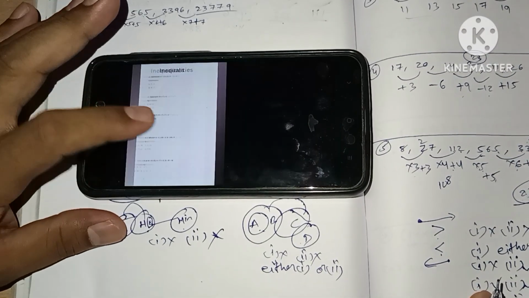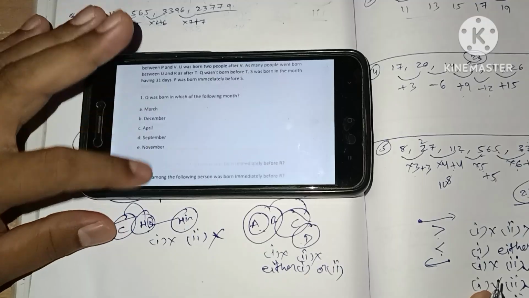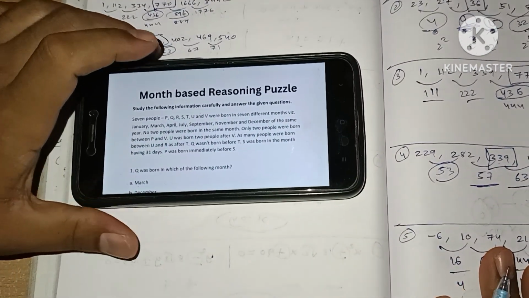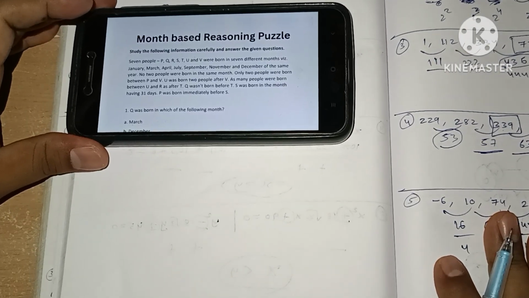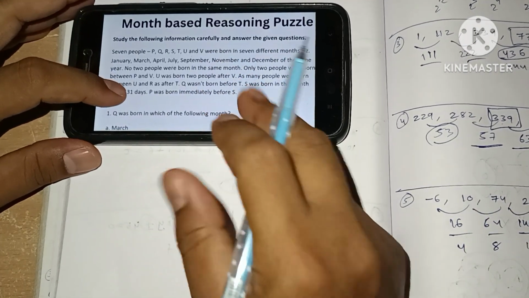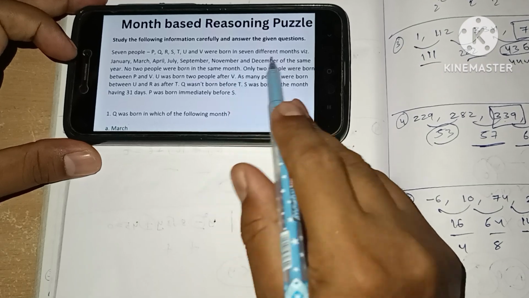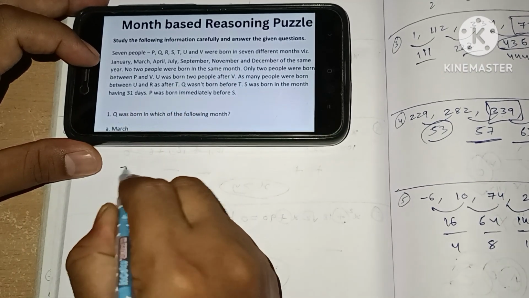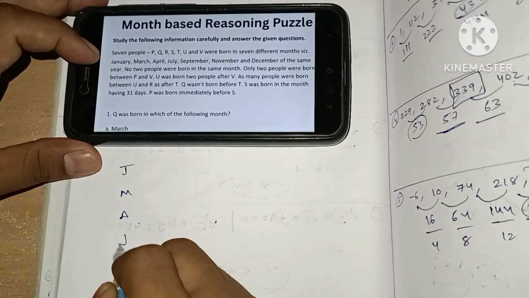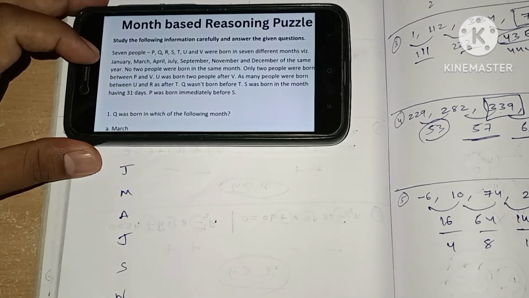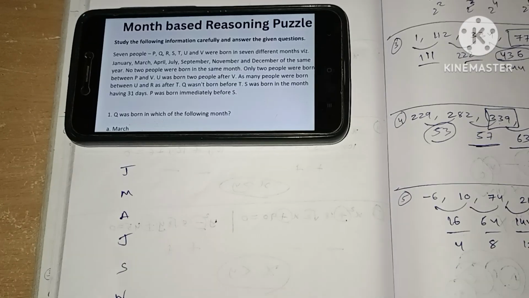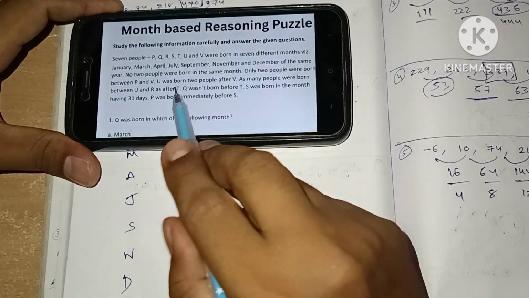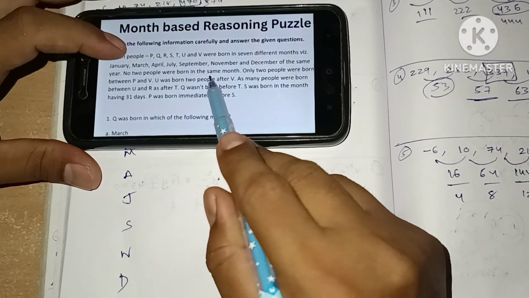Now we are going to see a reasoning puzzle. A month based reasoning puzzle. First one, given that 7 people were born in different months: January, March, April, July, September, November, December. No two people were born in the same month.